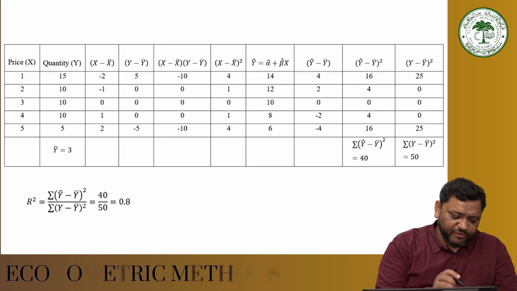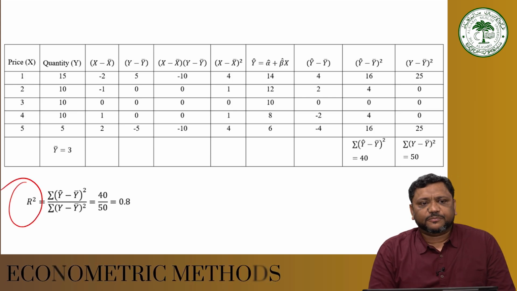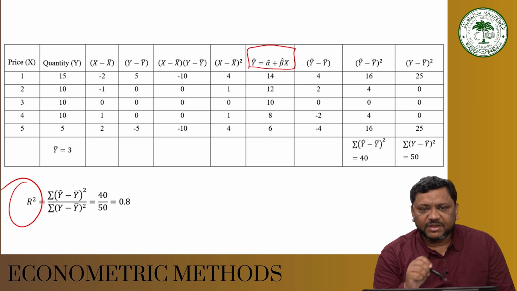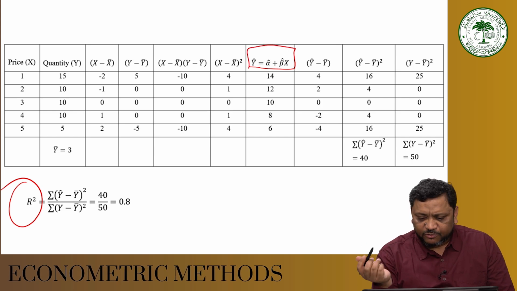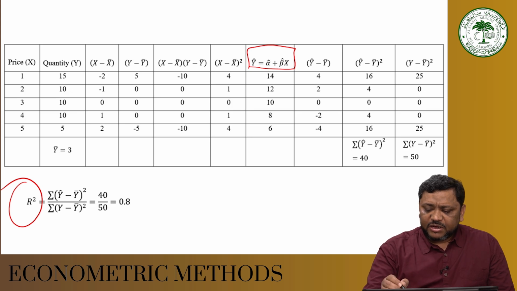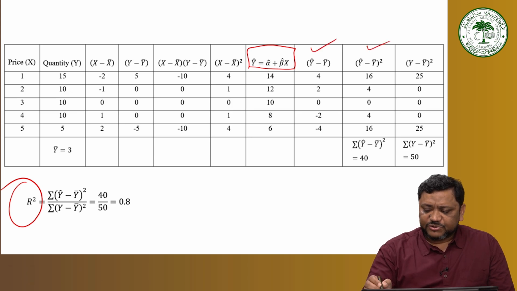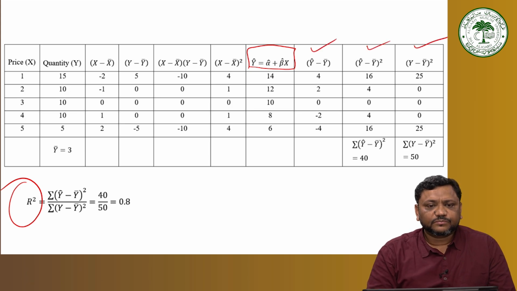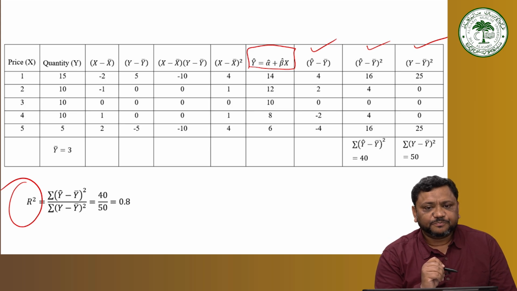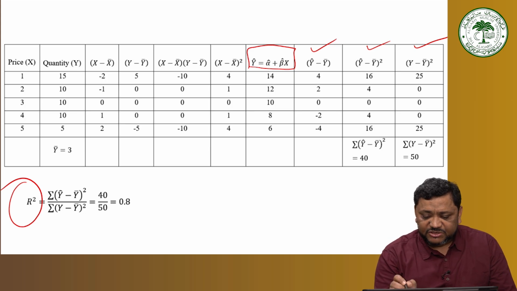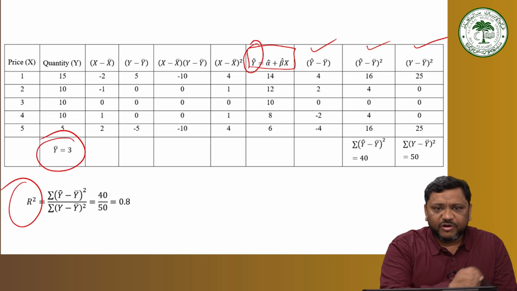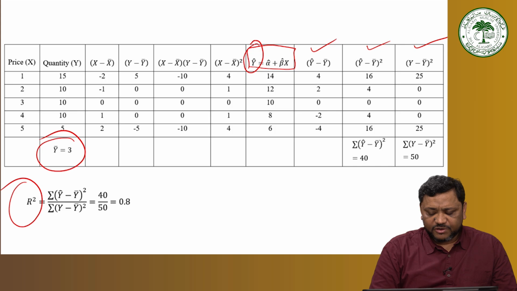Next, we go for the calculation of r square. See, we have seen already the calculation of y hat up till here. Now we are going for the calculation of r square. So for this we need to do some extra columns. That is y hat minus y bar. Y hat is here. Y bar we know is equal to 3. Y bar is the mean of y.